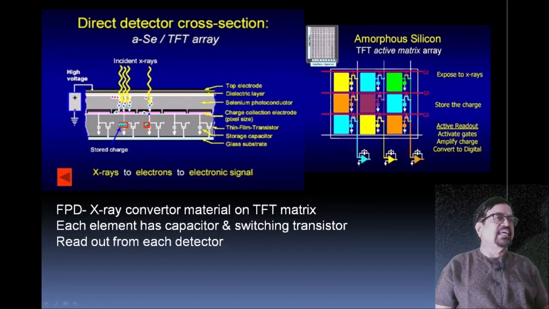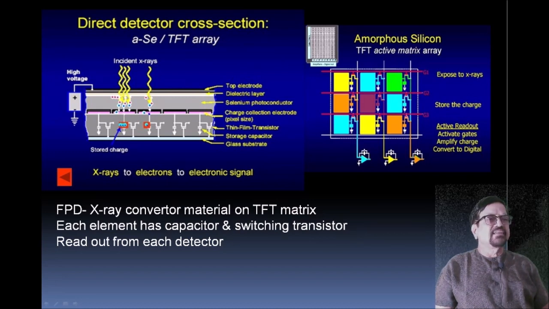Now if you can see here, it is shown that the incident ray falls on the top electrodes, then there are different layers as you are seeing in the images. Now FPD, X-ray converter material on a TFT matrix. Each element has capacitors and switching transistors. Readout from each detector.